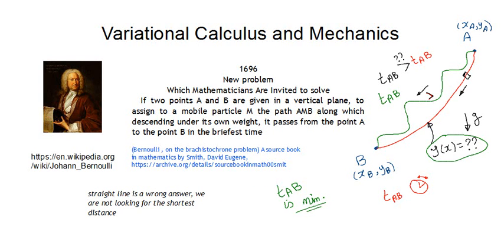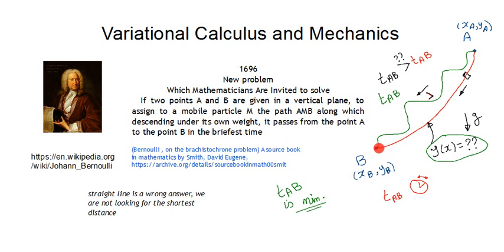Somebody may feel that the problem is trivial, and he may guess that the time for the minimal path is the straight line. However, this answer is incorrect. This is a wrong answer. Why?